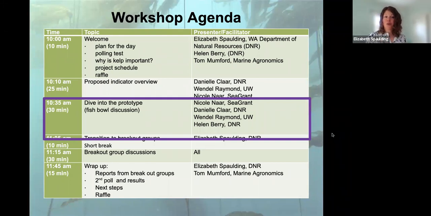All right, we are now going to move into a discussion around the different components that go into this indicator. And I'm going to hand it to Nicole Nahr, who is going to introduce what we are calling a fishbowl discussion to talk about the process. And we will be highlighting Danielle, Wendell, and Helen as our panelists. Next slide.